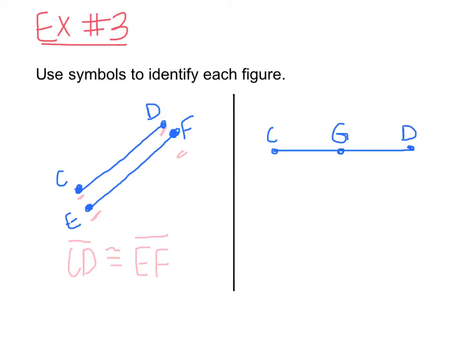Then we have a line segment CD, but this time they gave us a midpoint, which is G. We write that just like we did our regular point, but since it's in the middle of a line segment, we write midpoint G.